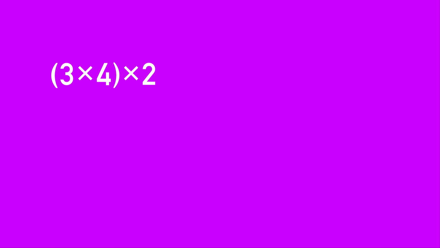Likewise, the product of 3 and 4 times 2 has the same result as 3 times the product of 4 and 2. There is no change in the result, but the ability to choose which part of an expression to evaluate first allows us to maneuver a little bit more easily.